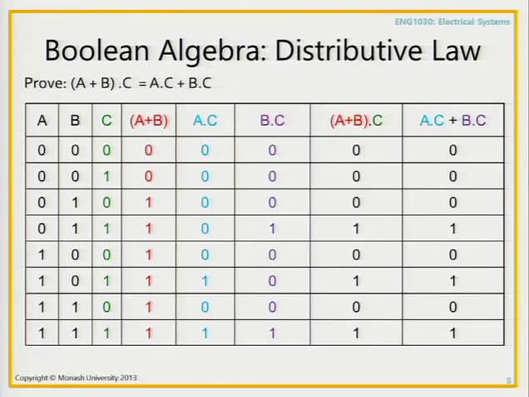Here's a distributive law. So here, this is A plus B times C equals AC plus BC. And I've shown each of those columns here, AC, BC. And if we work those out, they come out the same. I think that's written down in your notes, so I won't go through it.